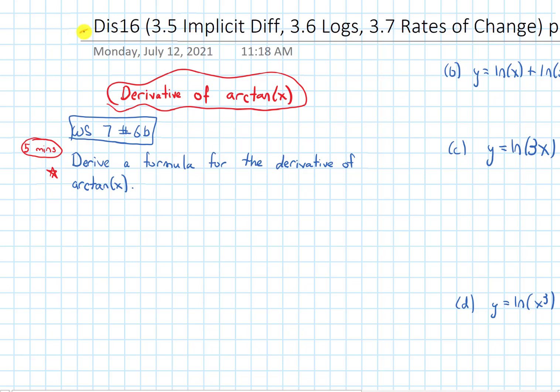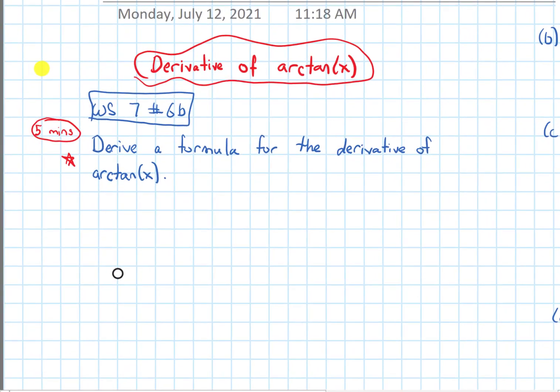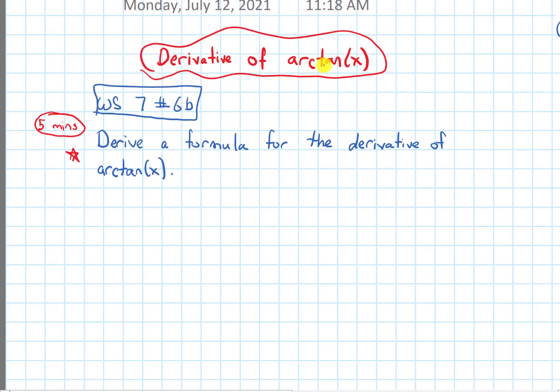Welcome to discussion 16. In today's discussion, we'll be doing some practice problems from sections 3.5, 3.6, and 3.7. In this discussion video, we will do the derivative of arctangent of x. We'll derive a formula for that derivative.